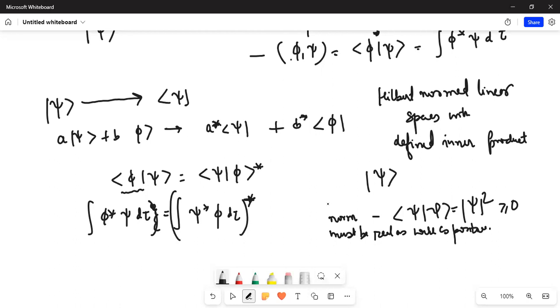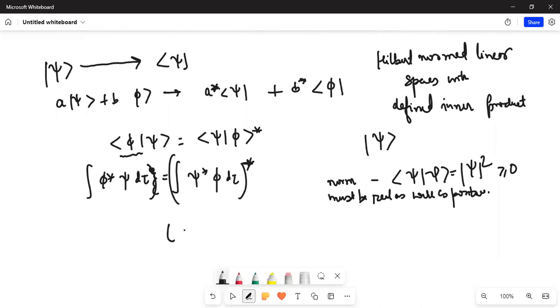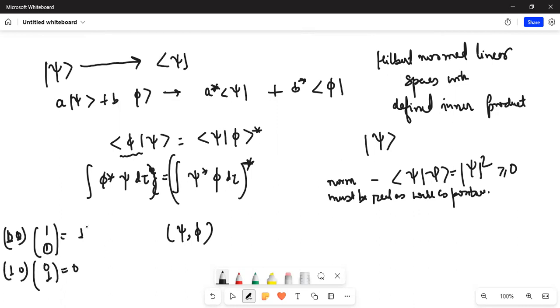Two kets are said to be orthogonal to each other when their inner product is 0. So if I say that psi is orthogonal to phi, for example, I take the vector 1, 0, and another one, 0, 1. Their inner product will give me 0. So if these are orthogonal to each other, then the inner product would be simply 0 because phi and psi are not equal.